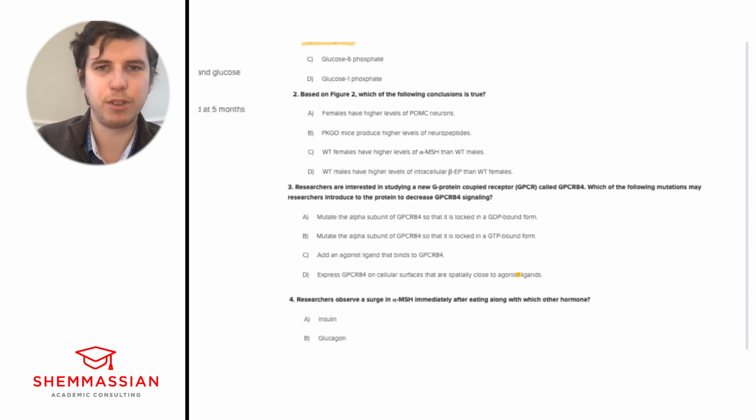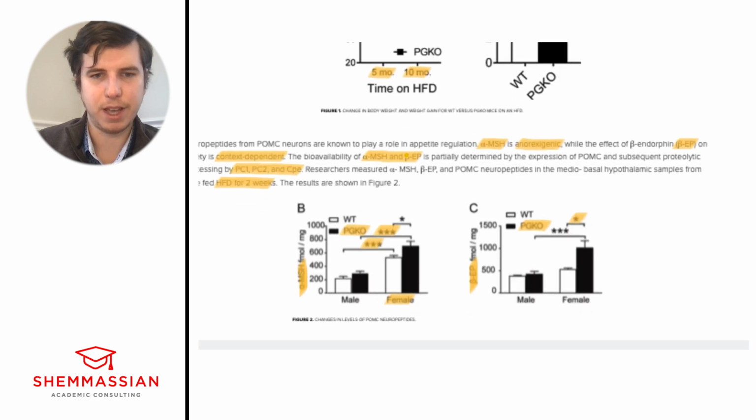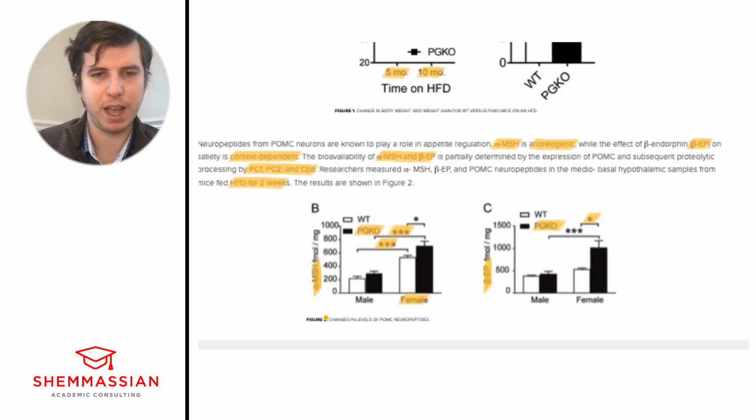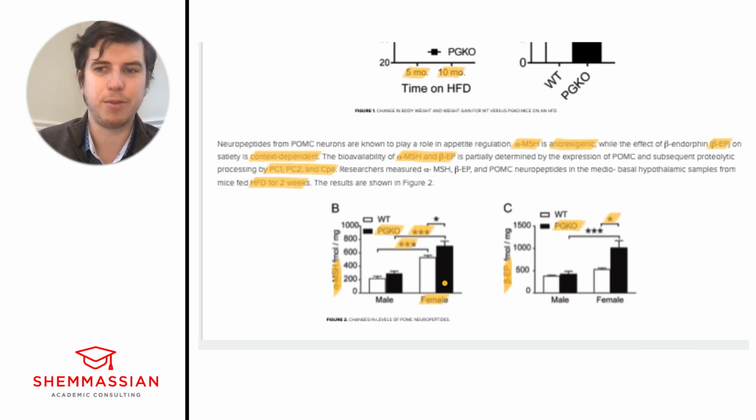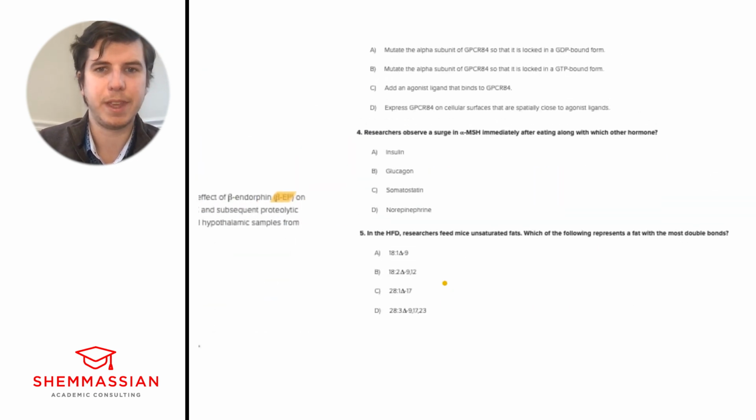Okay, which of the following conclusions is true? So they don't really give us much. We have to go through each of them. So, females have higher levels of POMC neurons. We didn't really look at that. We looked at not POMC neurons, but alpha MSH and beta EP. So we didn't look at that, and we're going to rule that one out.